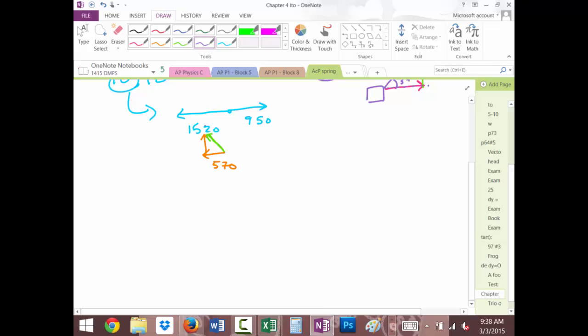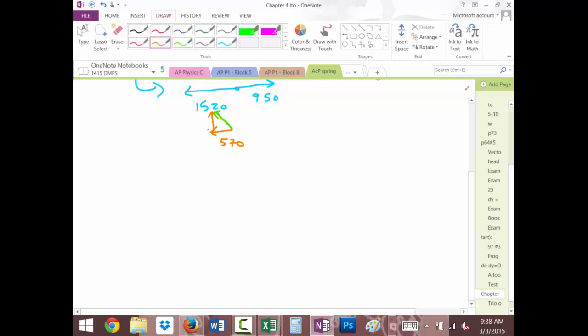Okay, so did you find the y part? Is that when you subtract those numbers? In the y direction? Yeah. So what did you get? 1070. 1070, like that. So then you have two pieces of a right triangle.